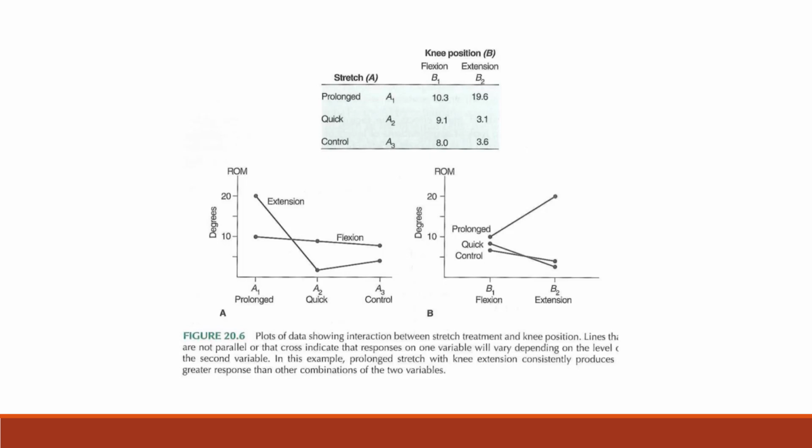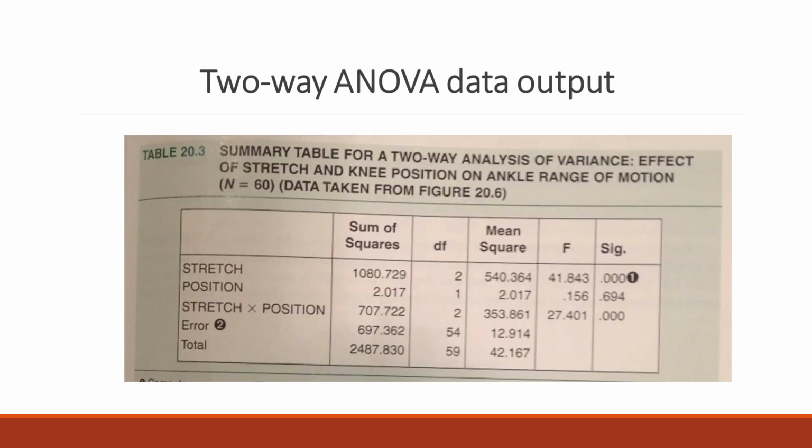When lines are not parallel or when they cross, interaction is present. In this example, it is not the use of prolonged stretch alone that makes the treatment more effective. It is the combination of prolonged stretch with knee extension. Therefore, there is an interaction between the two independent variables. The ANOVA will account for this difference among the interaction means as a third component of the between-group sum of squares. This slide demonstrates the results of a two-way ANOVA data analysis.